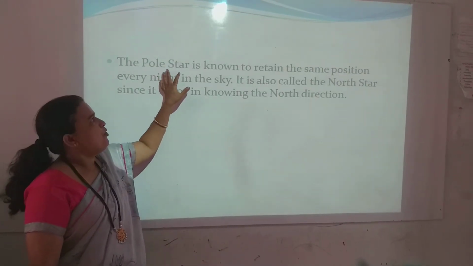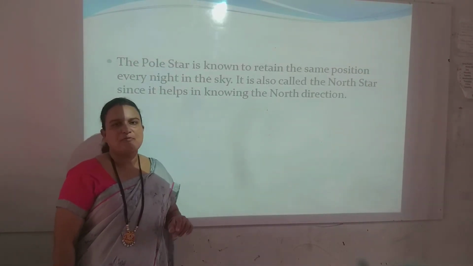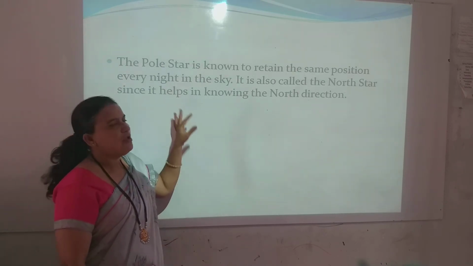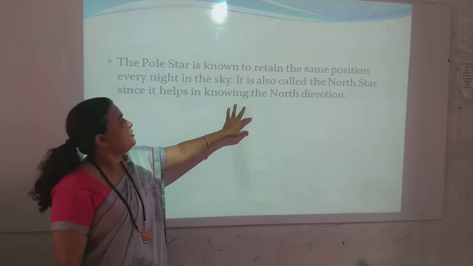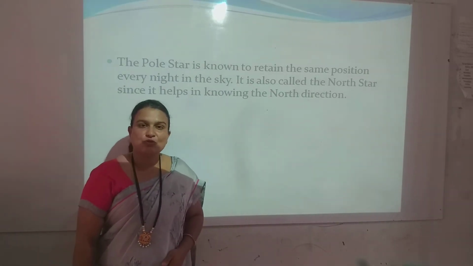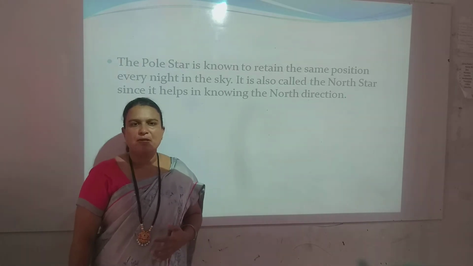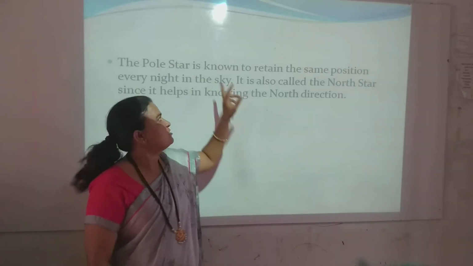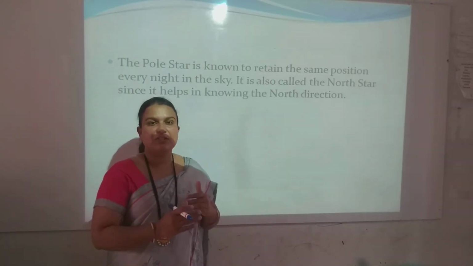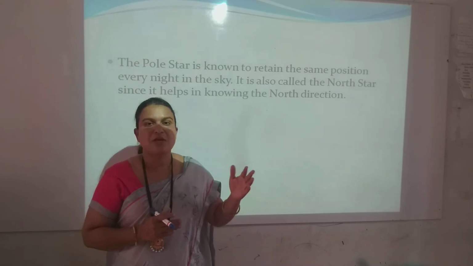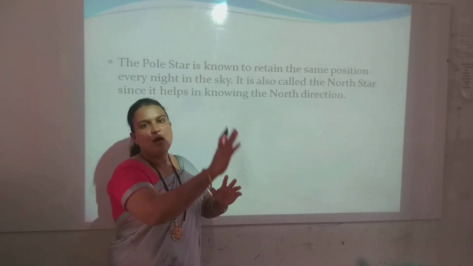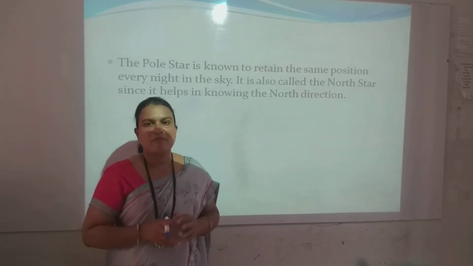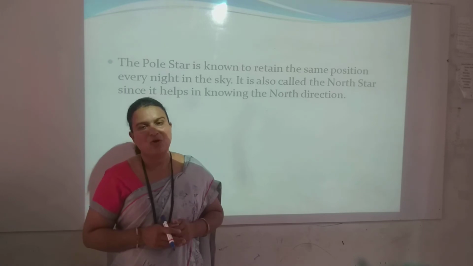Now you will see the pole star. The pole star is a very bright star which is located on the north side. It is also called the north star, which appears toward the north direction, and hence early people, when they were going on a journey, followed the pole star to find their directions. If they wanted to go in the north direction, they blindly followed the pole star, and the pole star gives them the right direction. Where the pole star is, that direction is north.